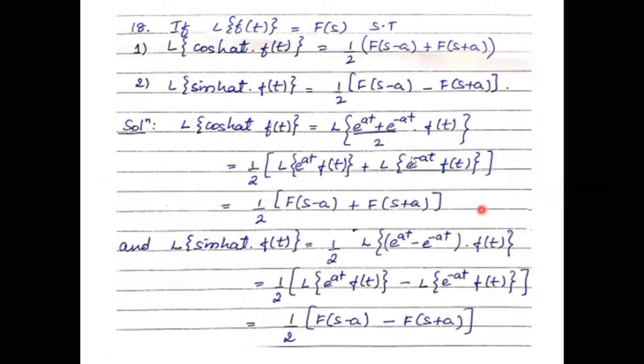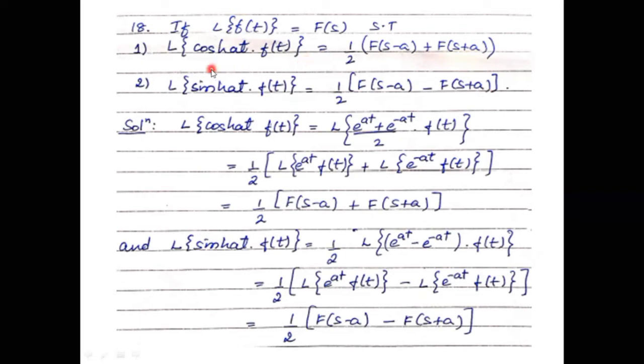If Laplace transform of f of t is equal to F of s, show that Laplace transform of cos hyperbolic at into f of t is equal to half F of s minus a plus F of s plus a, and Laplace transform of sine hyperbolic at into f of t is equal to half F of s minus a minus F of s plus a.